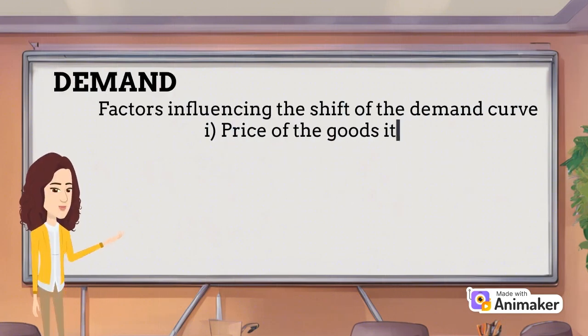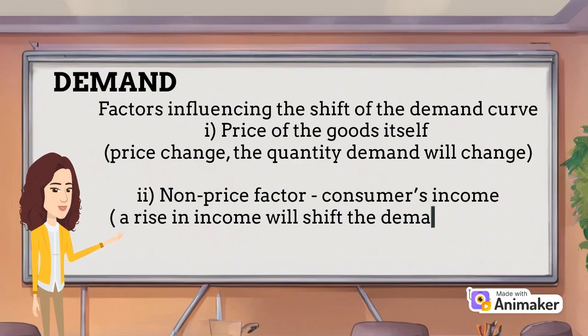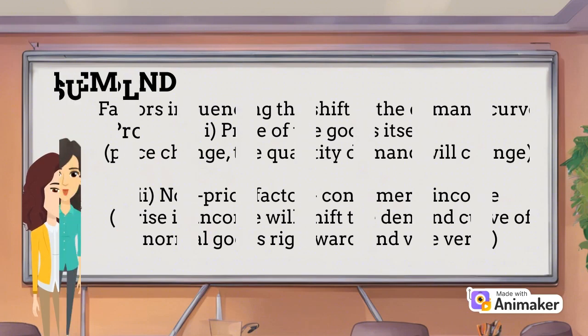There are two factors influencing the shift of the demand curve. The first one is the price of the good itself. When the price changes, the quantity demanded will change. Secondly, there is a non-price factor, consumers' income. A rise in income will shift the demand curve of normal goods rightward and vice versa.